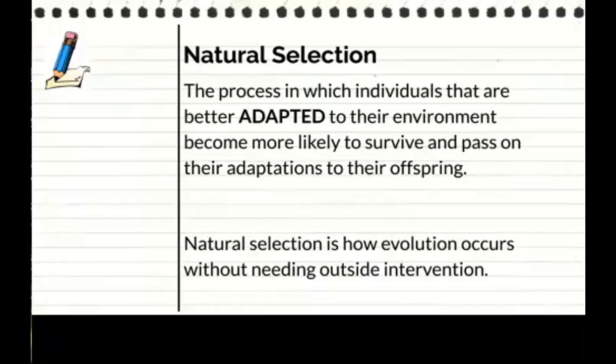Now, natural selection is how evolution occurs. Remember, a change in traits from generation over generation is evolution. Whoa, we're refreshing old stuff. We're connecting all the dots. It's amazing, right? And so natural selection is how evolution occurs without needing any outside intervention. It's what's going to happen in nature. It's going to happen in the environment. Whatever's going to happen naturally, that's natural selection. Humans are not dictating it, but the environment is for natural selection.